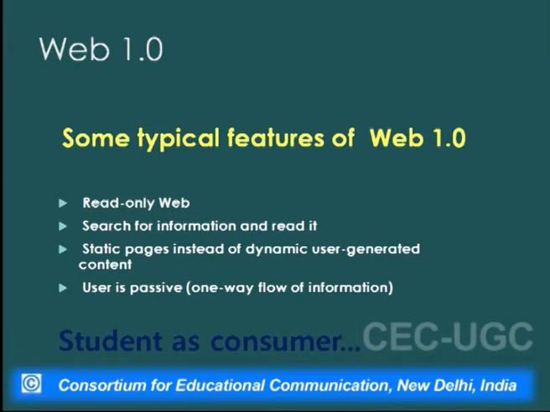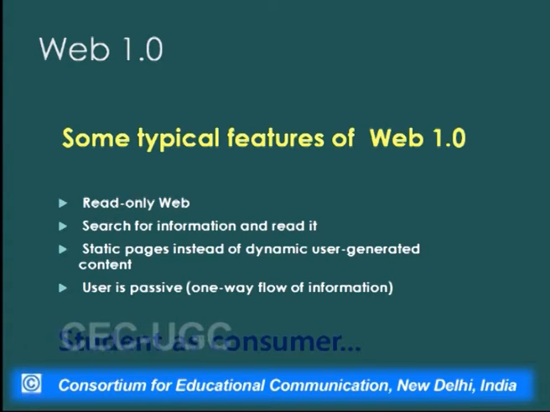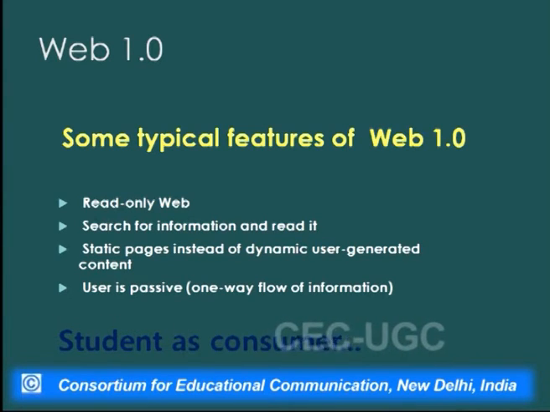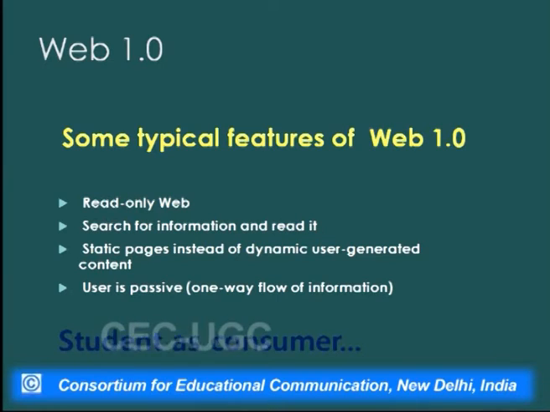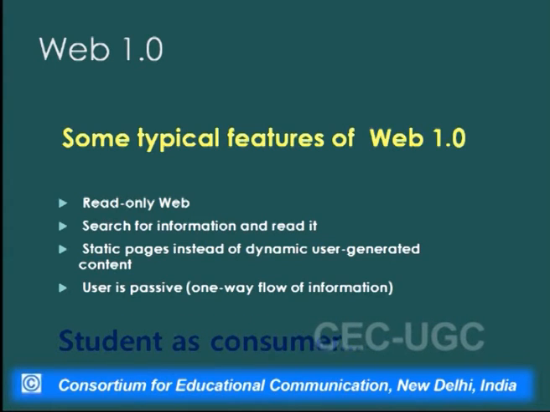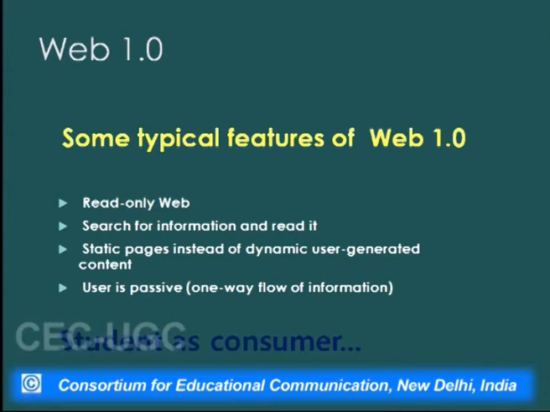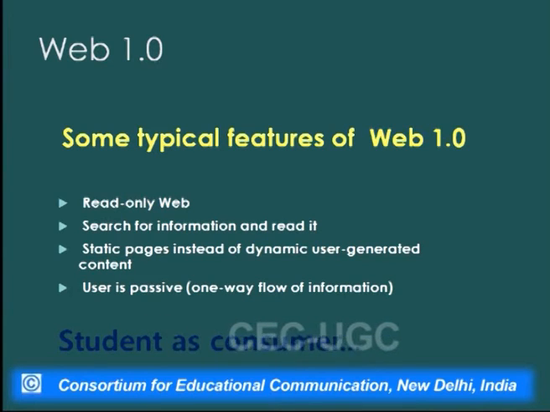Static pages instead of dynamic user generated content. In Web 1.0, a lot of the pages available are static in nature, and you can search them and use them. The user is passive, with a one-way flow of information. The user can easily get all the information available on the net and download it. This is a student's corner. Now the different aspects are going to be there.